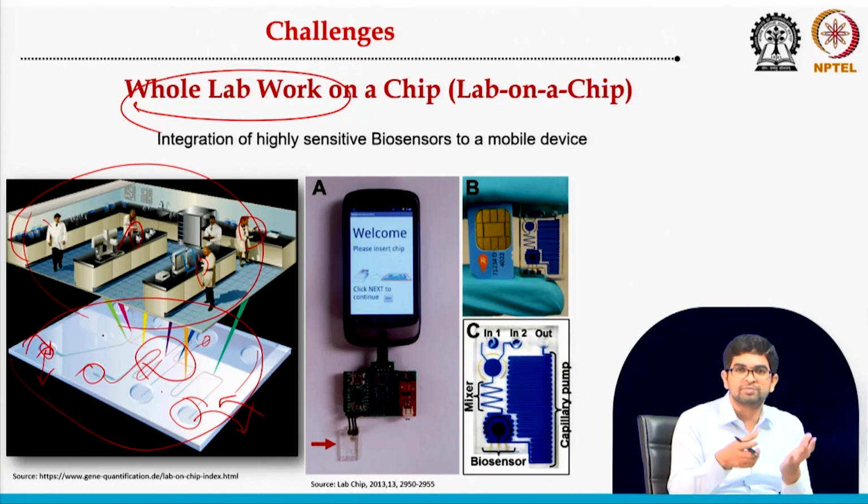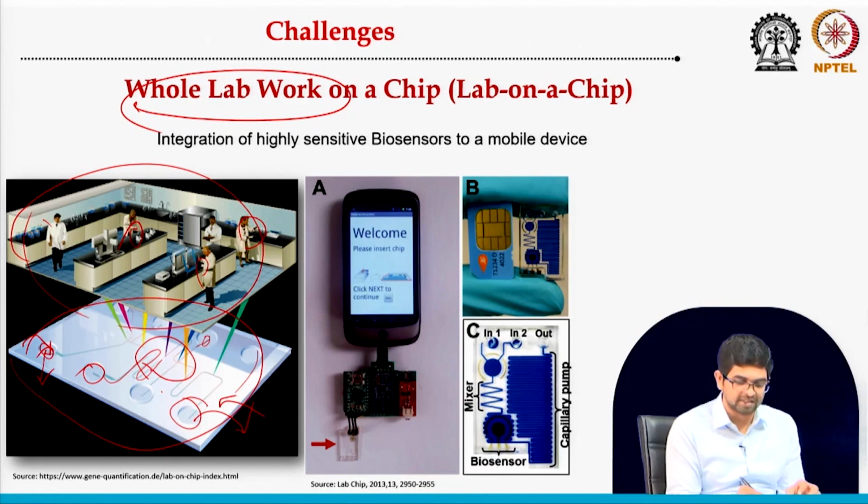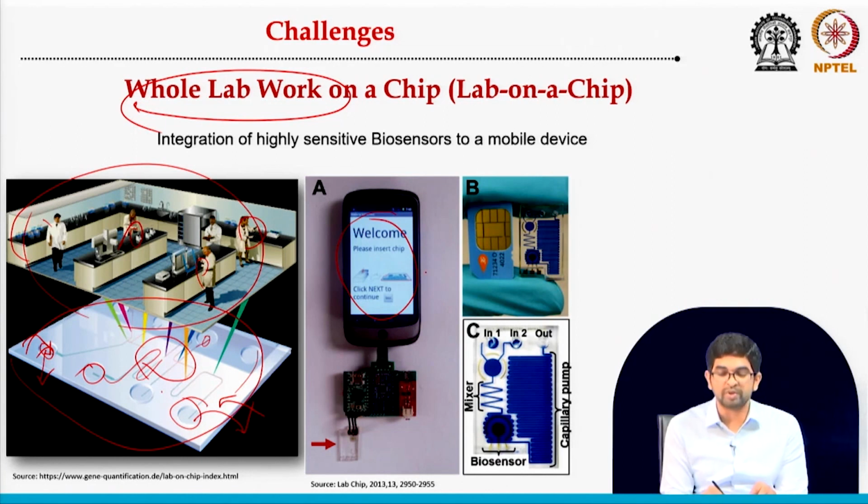And maybe you just have to push a button, and then all the sample mixing happens automatically, then it comes to the detection area, and finally you will see the value. There will be a display, like a mobile phone, where you can see the value of the biomarker concentration.